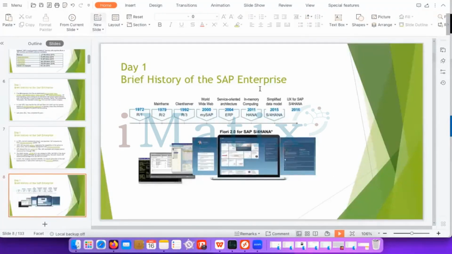This is the brief history of SAP Enterprise. In 1972, they started the organization with an accounting software. In 1979, they came up with R2 technology, on mainframe. In 1992, they came up with R3 technology. In 2000, MySAP. Then in 2004, ERP. In 2011, NetWeaver. In 2015, S/4HANA. Over time, they keep coming up with new kinds of products.